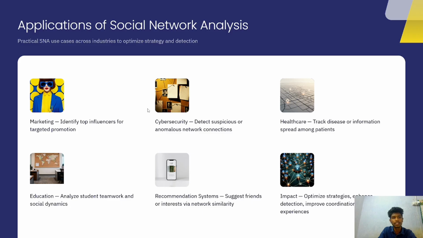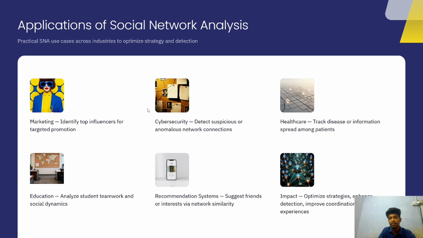Application. Practical use cases across industries to optimize strategy and detection. First of all, we look at marketing. The marketing use case is to identify the top influencers for targeted promotions. How? SNA helps by analyzing the network of following and interaction. SNA identifies individuals with high influence, like hubs, who can effectively spread a message. This is far more effective than just looking at follower counts.